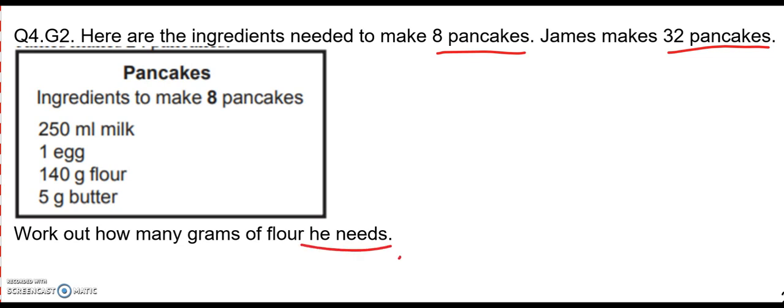So he needs to make 32 pancakes. How many grams of flour does he need? So we're only interested in the flour here. Now, to make 16 pancakes, for example, we know that he would need 280 grams of flour. So if we double the recipe, that's what we would get.